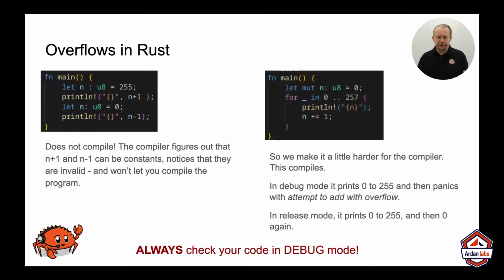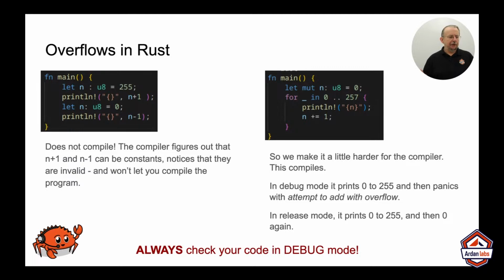Well, I personally like my seatbelts to come pre-installed. So let's give that a go in Rust. Rust gets halfway here. So let n be a u8, so a uint 8, just like the others, 255, print n plus 1. Well, this doesn't compile at all because the static analyzer has figured out that n plus 1 is going to be an invalid number, and so the compiler will actually refuse to compile it altogether.